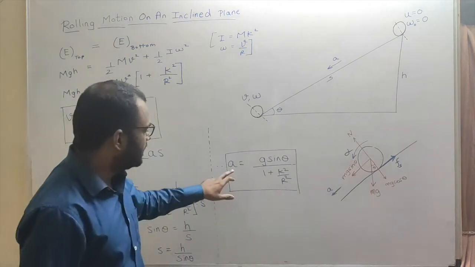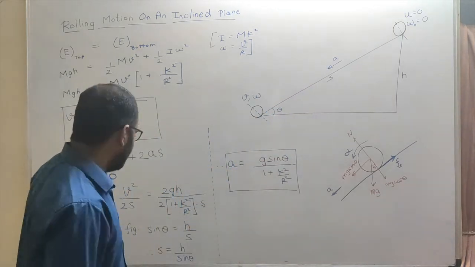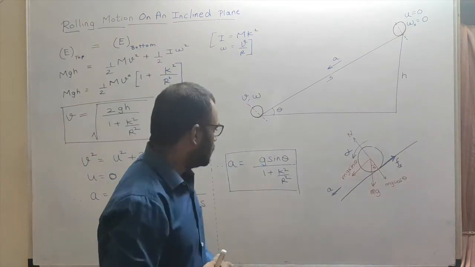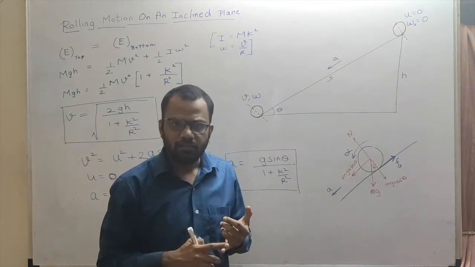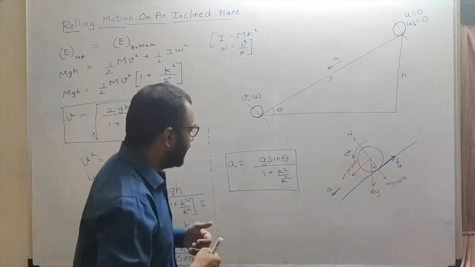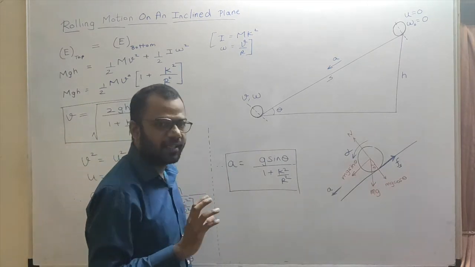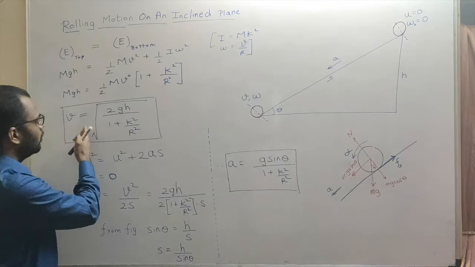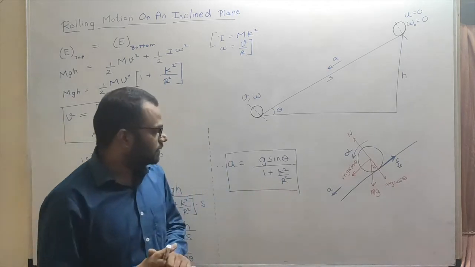So this is the formula for the linear acceleration, and this is the formula for the final velocity at the bottom. For different objects we have different radius of gyration. For disk it is different, for ring it is different, for sphere it is different. So they will have different linear accelerations, and their final velocities will also be correspondingly different. So it depends on the radius of gyration and the radius of the objects.